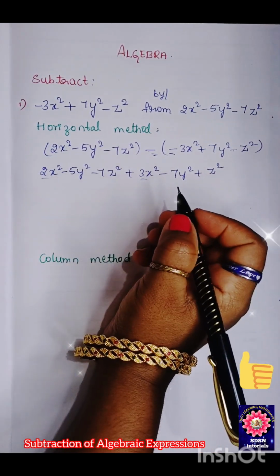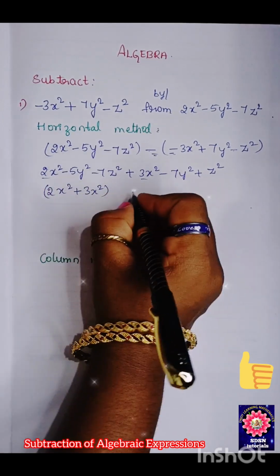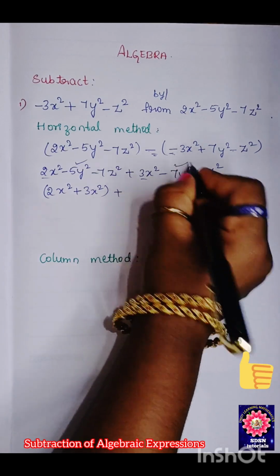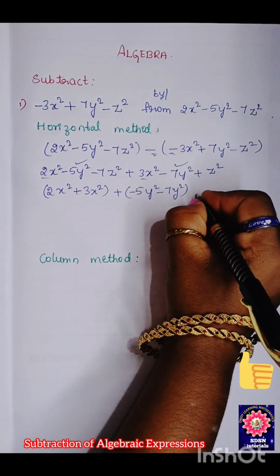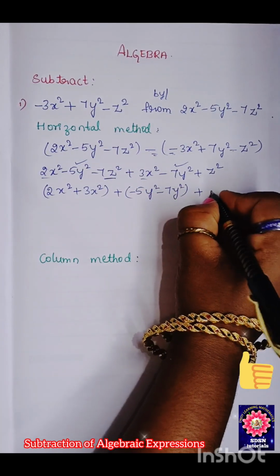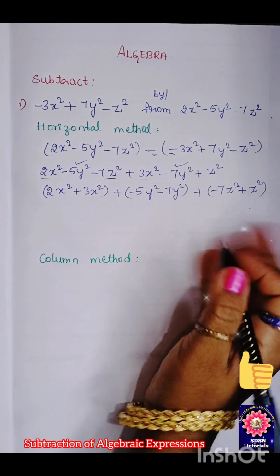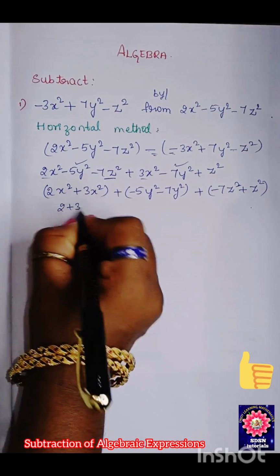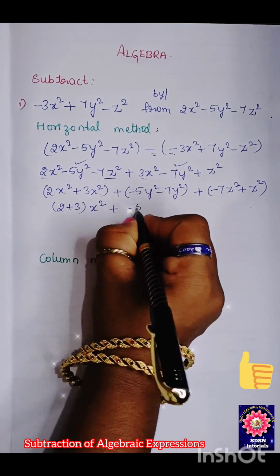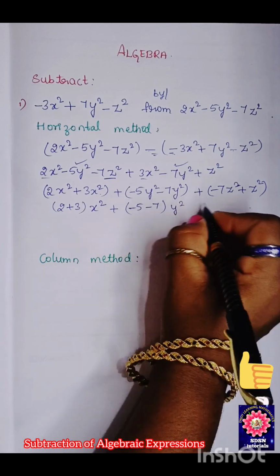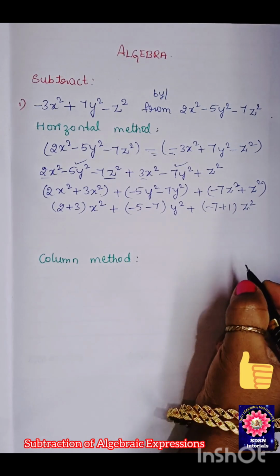First we'll group the like terms here. 2x square plus 3x square, plus minus 5y square, minus 7y square, plus minus 7z square, plus z square. 2 plus 3 into x square as a common factor, plus minus 5 minus 7, take out y as a common, plus minus 7 plus 1, take out z square as a common.